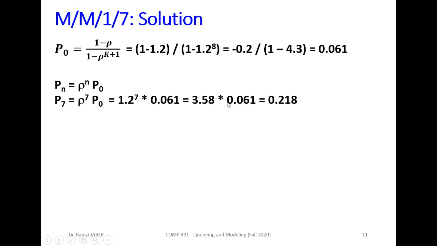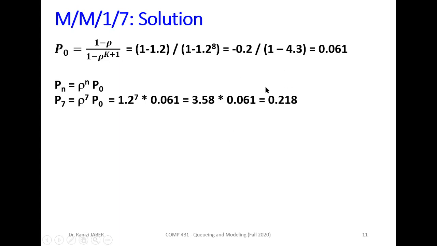A simple calculation gives 0.218. So what is the probability that the station is full? P7 is full, P0 is empty. When it's full, it's 21.8% only. Empty will be 6.1%. Full will be 21.8%. Okay? 100% will be in average.